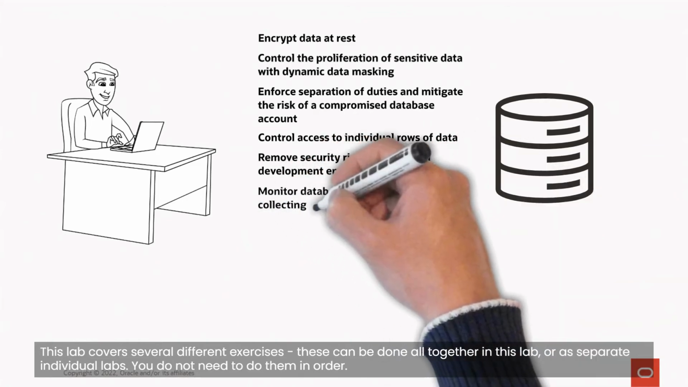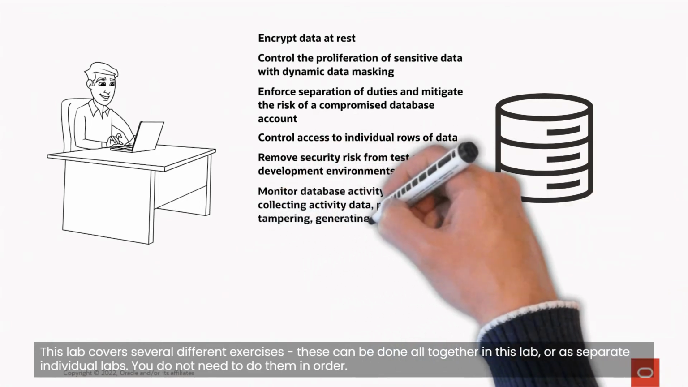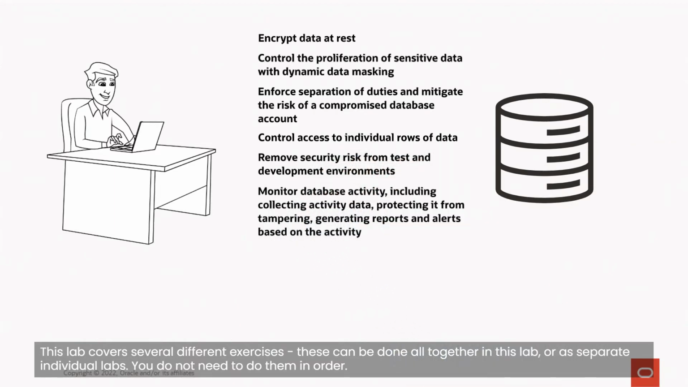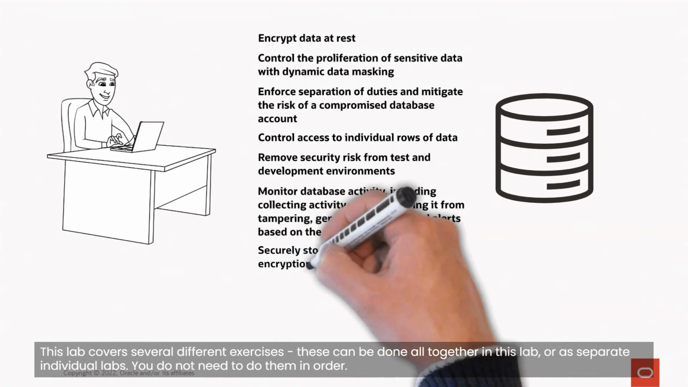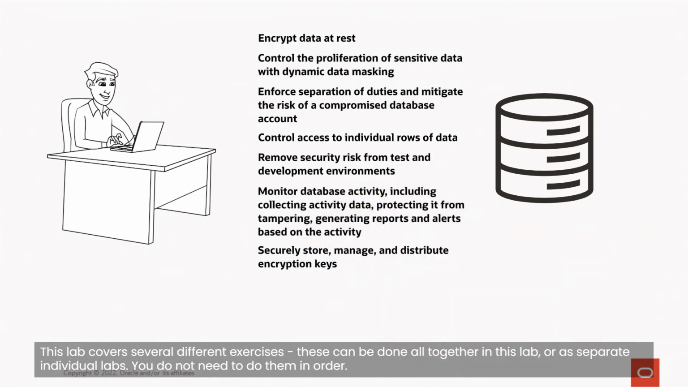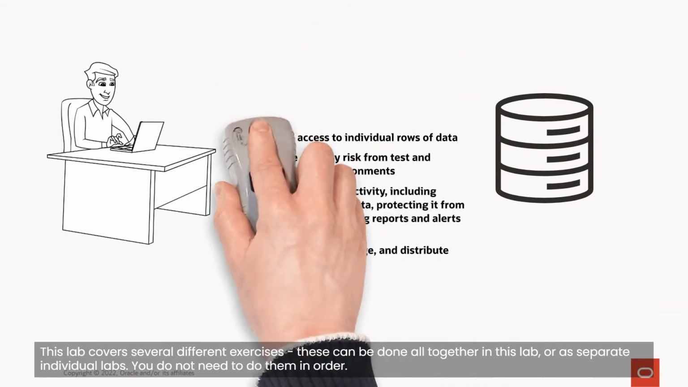Monitoring database activity, including collecting audit data generated by the database and consolidating it into a secure, tamper resistant repository for analysis, alerting, and reporting, is another important security function. And this lab will introduce you to database activity monitoring, building on the work you may have already done working with Unified Audit. And finally, you'll focus on encryption key management and secret distribution, a frequent prerequisite for encrypting data at rest, as you did at the start of this lab. These lab exercises can be done all together in this lab, or you will also find them as separate individual labs. You do not need to do them in order.